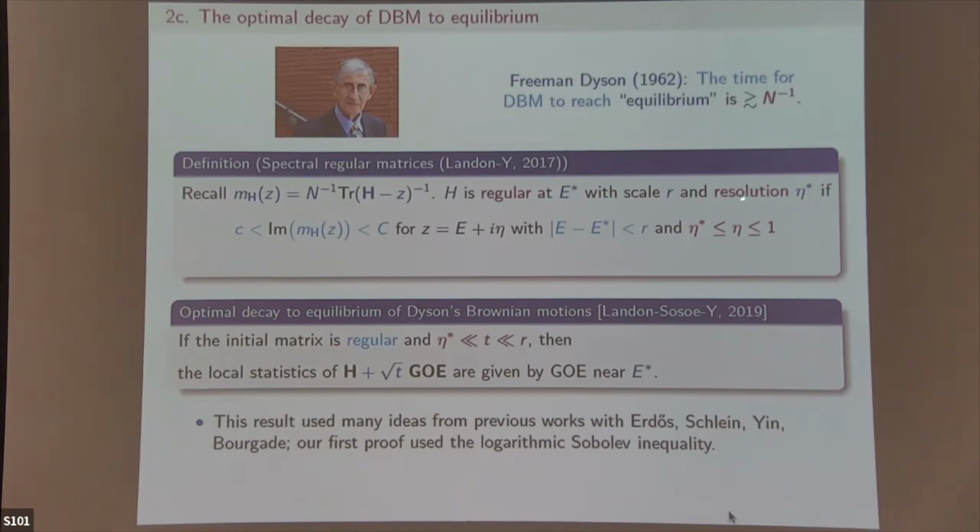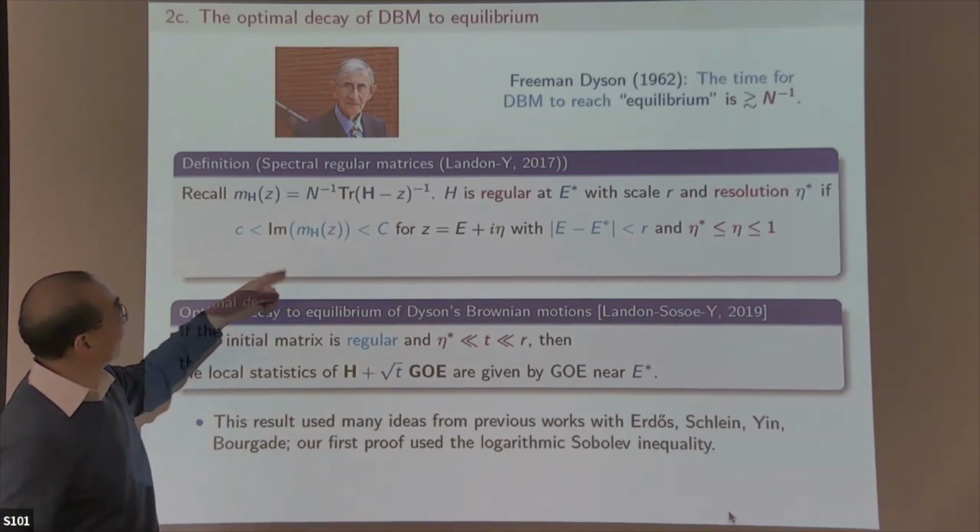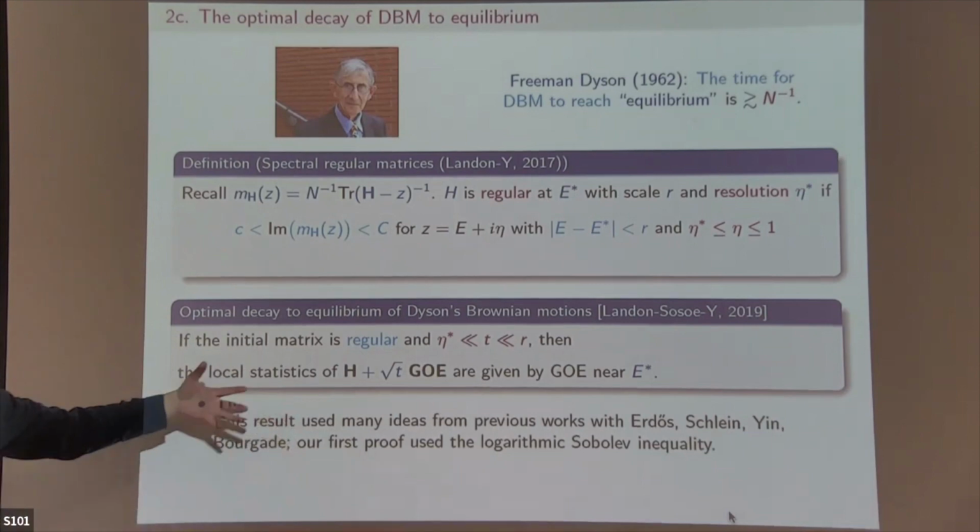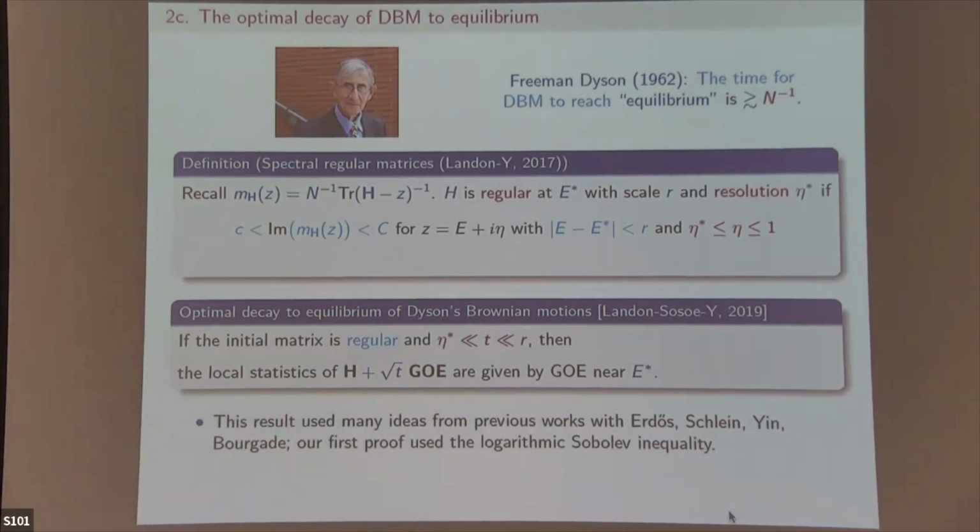If something is regular at resolution eta star, it means the trace of the Green function divided by n is bounded above and below, with eta bigger than eta star. So if you look at your spectral resolution, as long as it is bigger than some eta star, you find it's not too small and not too big. It's between two constants, independent of n. This rules out a situation where there's a big empty space of size eta star with no eigenvalues. But otherwise, there's essentially no other condition.